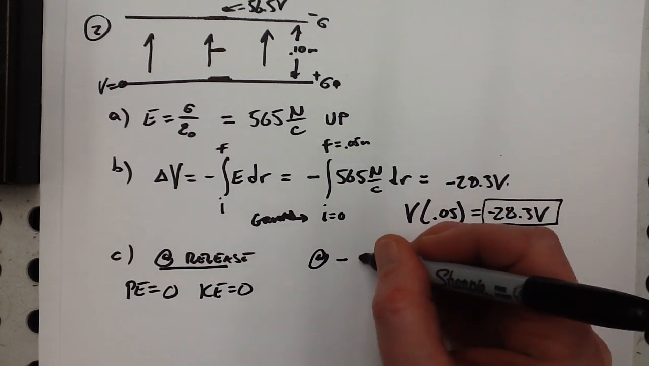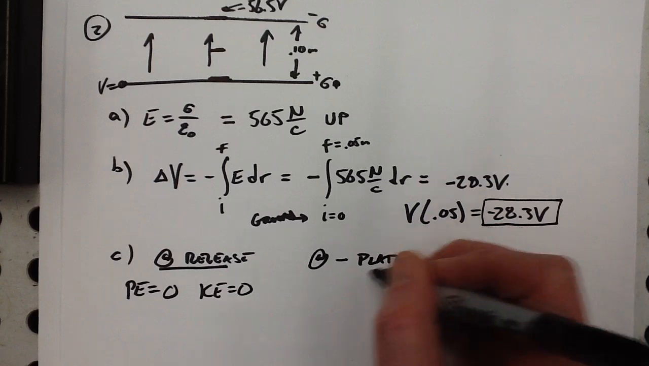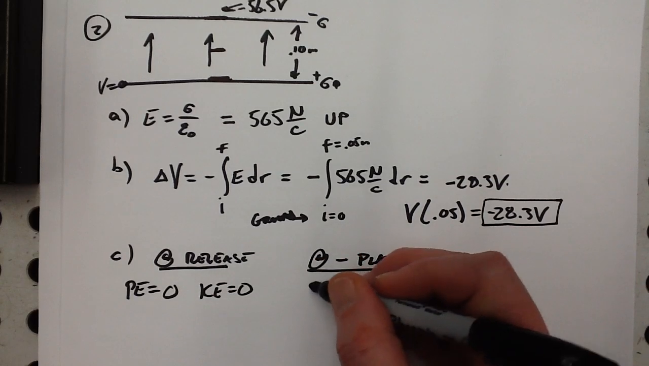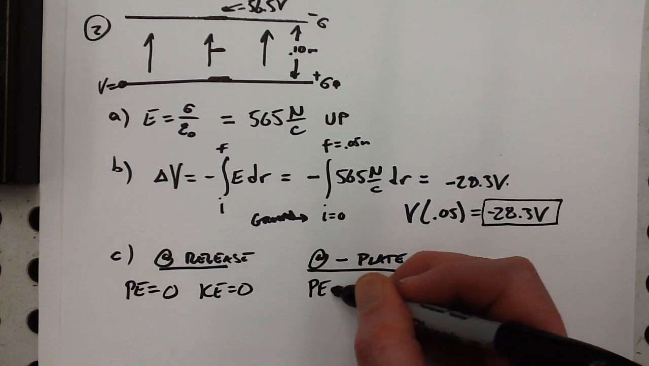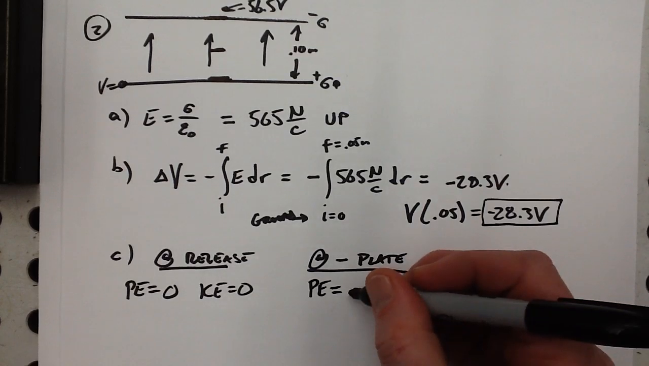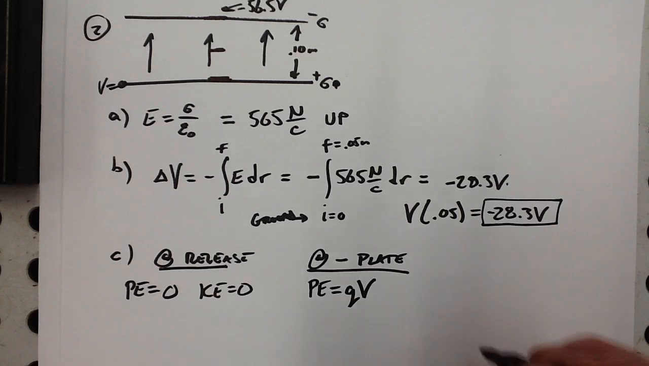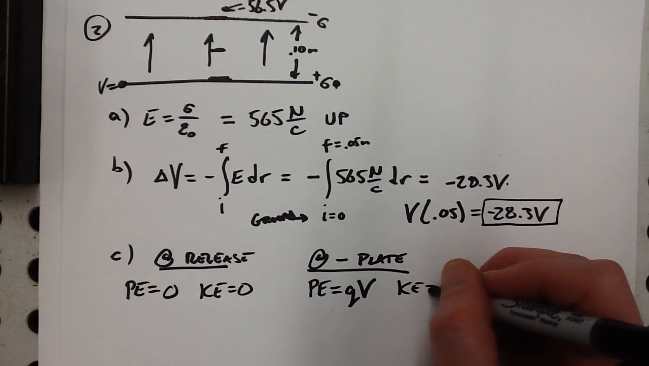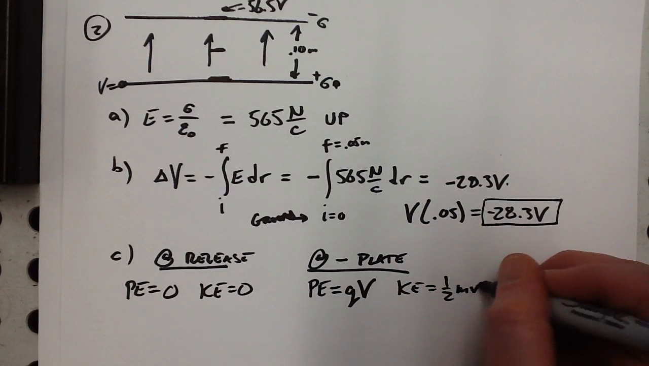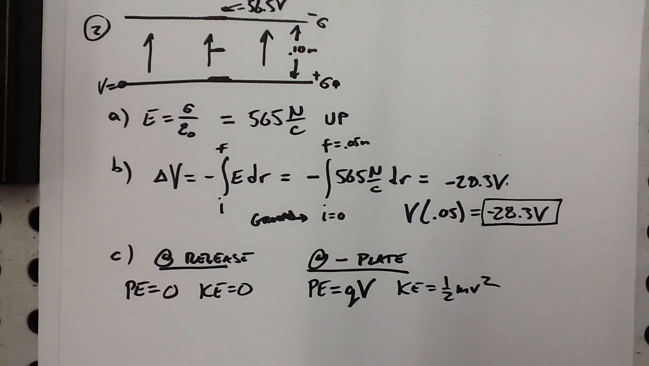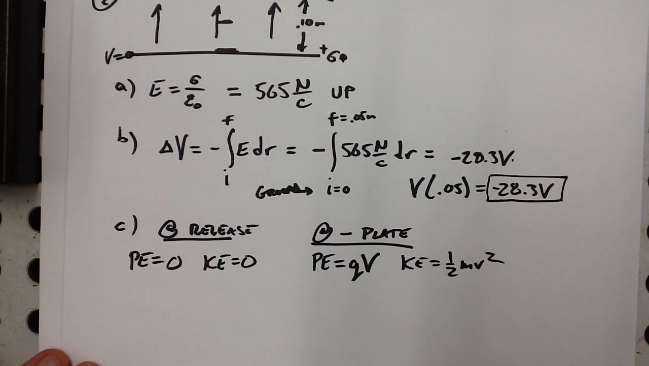So how about at the negatively charged plate when it gets there? Well, the electric potential energy is equal to the charge times the electric potential there, and the kinetic energy is equal to 1/2 mv squared, just like kinetic energy always is. And let's see what we can do here.